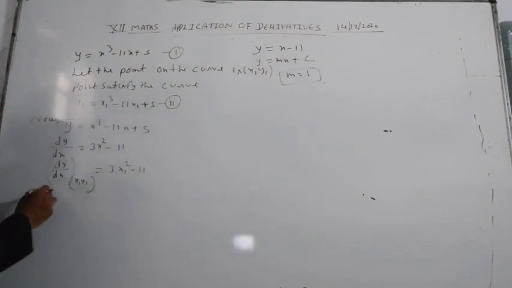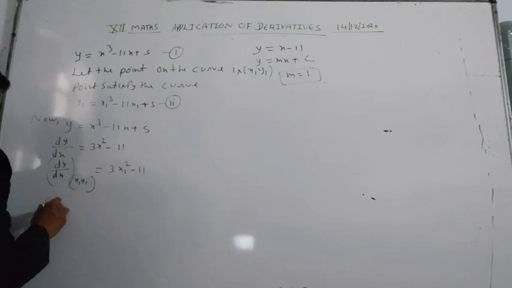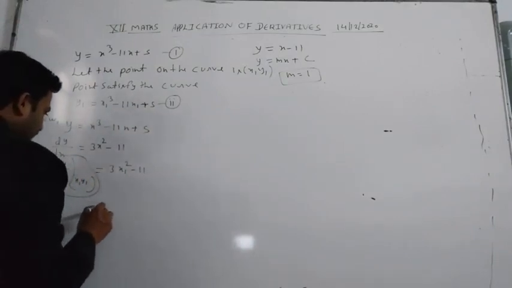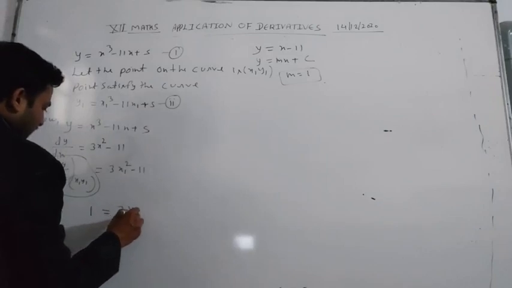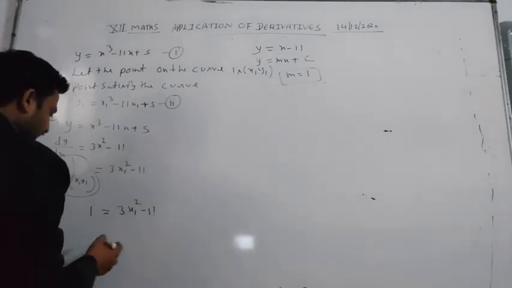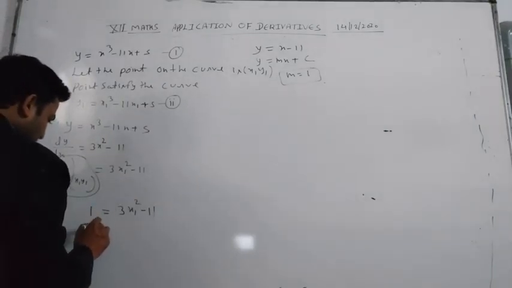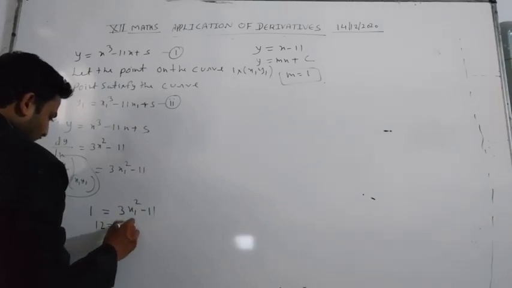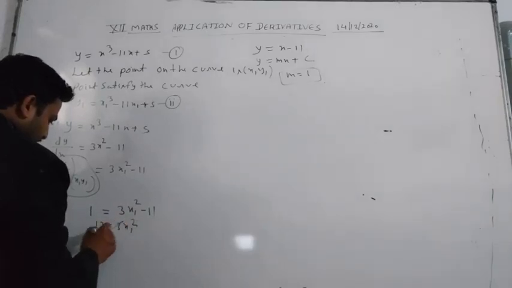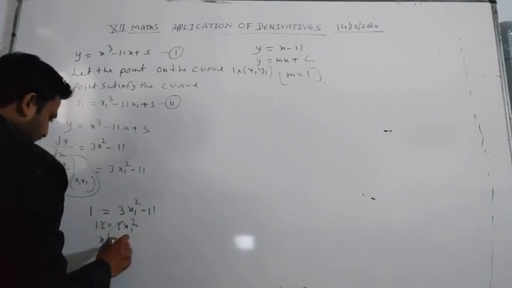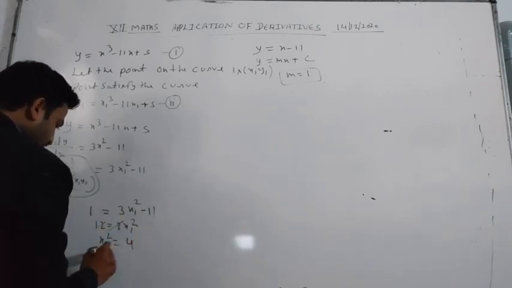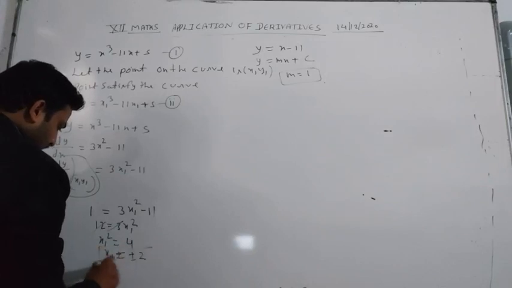Now this is also the slope of tangent, so we can write 1 in place of this. So 3x1 square minus 11 is equal to 1. So it will be 12. 3x1 square is 12, so x1 square will be 4. So x1 will be equal to plus minus 2.